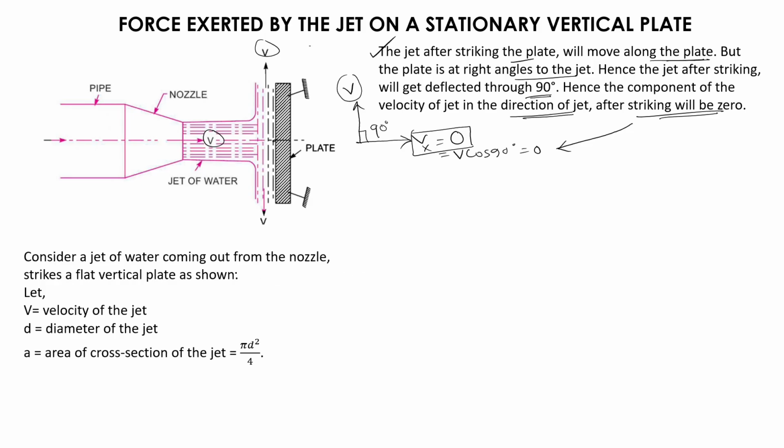After that, you can see that we are considering that the jet of water coming out from the nozzle strikes a flat vertical plate with the velocity capital V, and the diameter of the jet is capital D, and the area of the cross section of the jet is pi d square over 4.